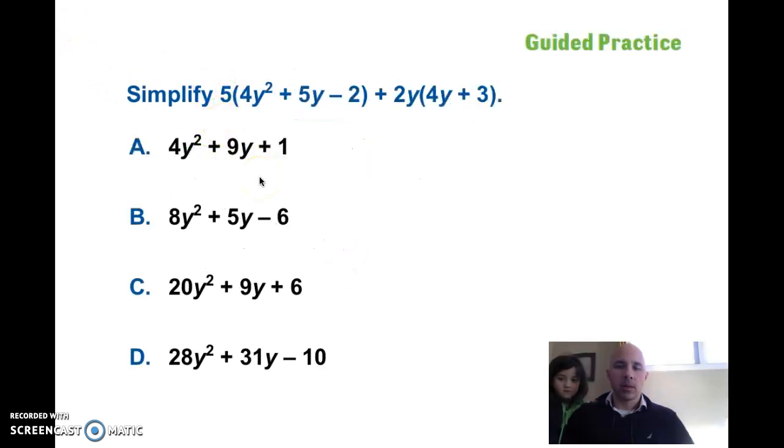All right, welcome back. This is a guided practice. This is your chance to take your time, work this out on the dry erase board. You can do it on your notes, but try to come up with the answer A, B, C, or D. Let me know if you have any questions.